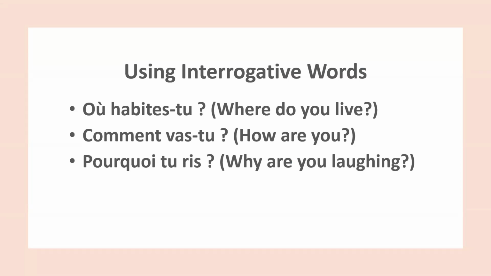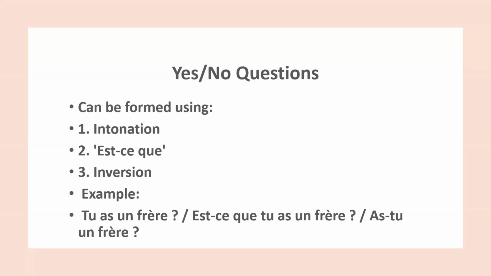Okay. Perfect. Now we're gonna talk about yes and no questions. They can be formed using intonation, est-ce que, inversion, the same thing. Est-ce que tu as un frère? Basically, these are the ones you reply to with yes or no. You take it from the affirmative form that, if you say it with intonation, they're gonna reply yes or no. And you just make it into est-ce que or inversion, right?